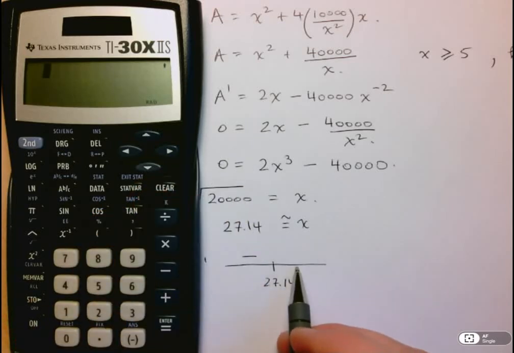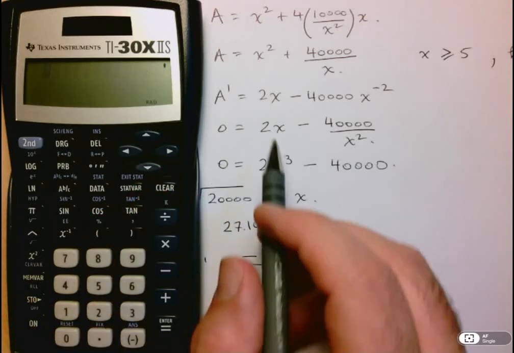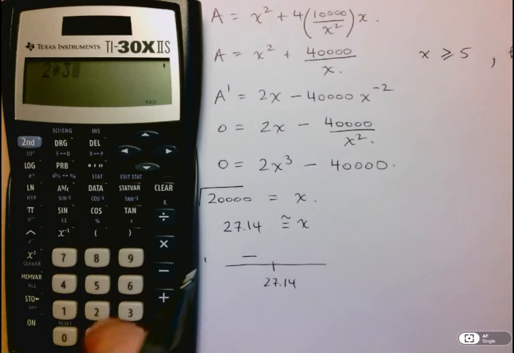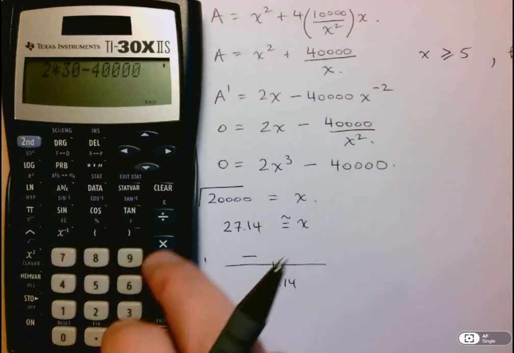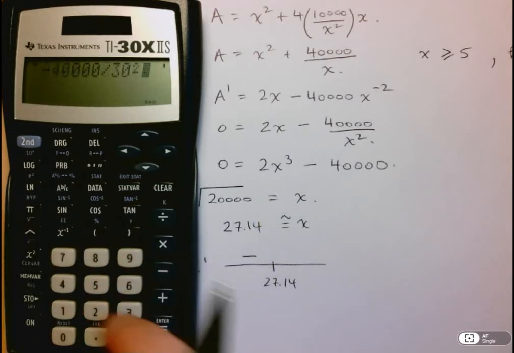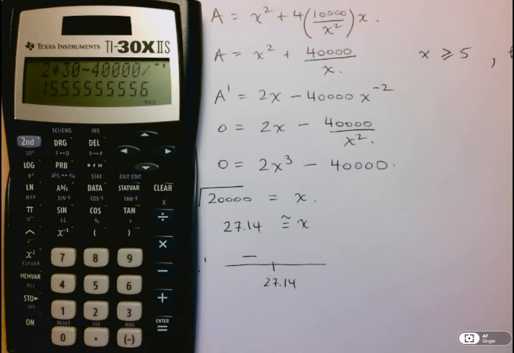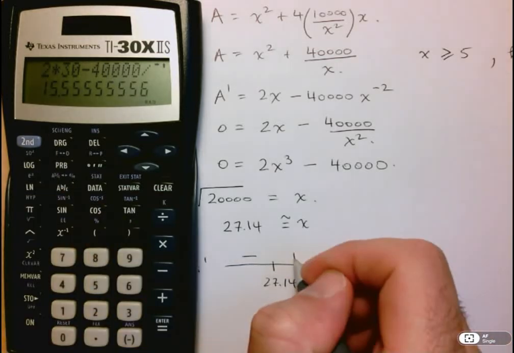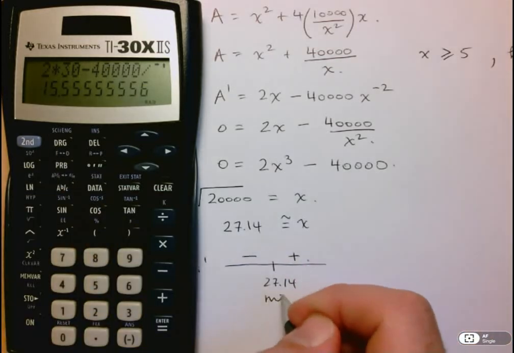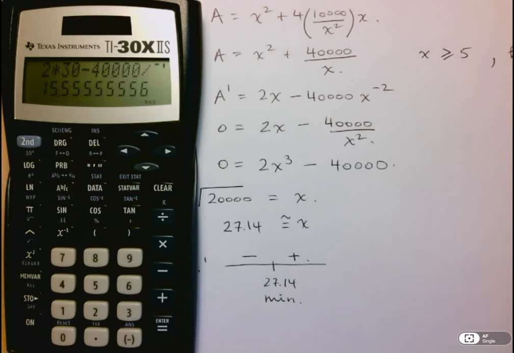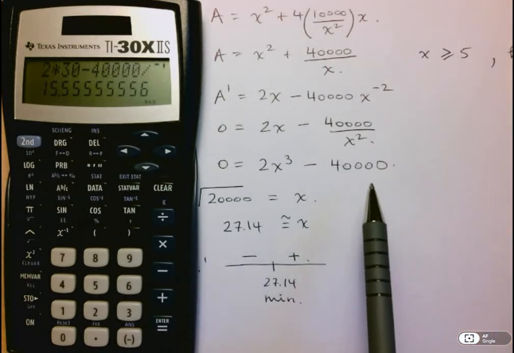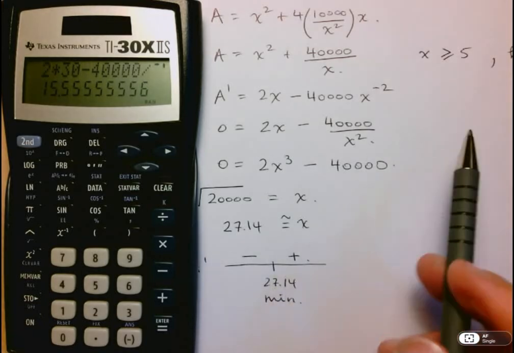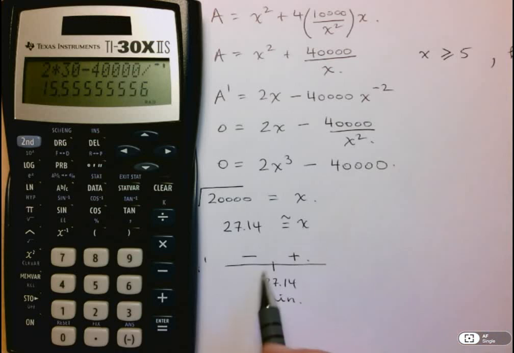So let's say I pick x equals 30, and we'll put that in here. So 2 times 30 minus 40,000 divided by 30 squared, and that gives us a positive number. Okay, so this does relate to a minimum. Now normally we would be checking the endpoint also. Notice how I check the min because I don't have an endpoint on the other end.